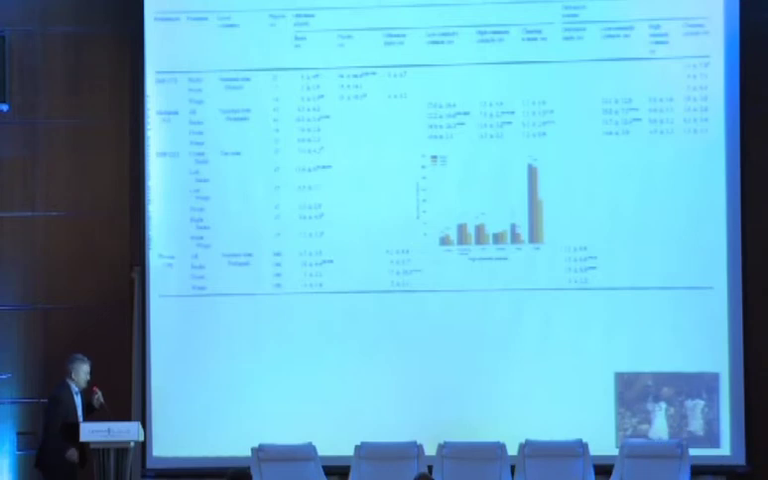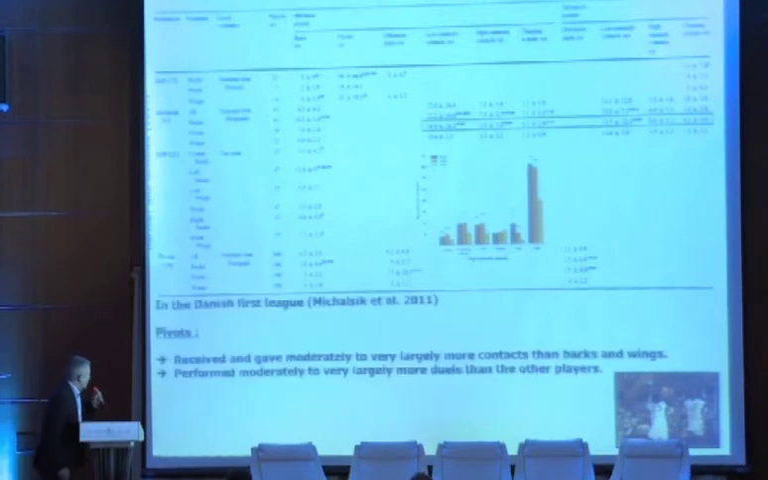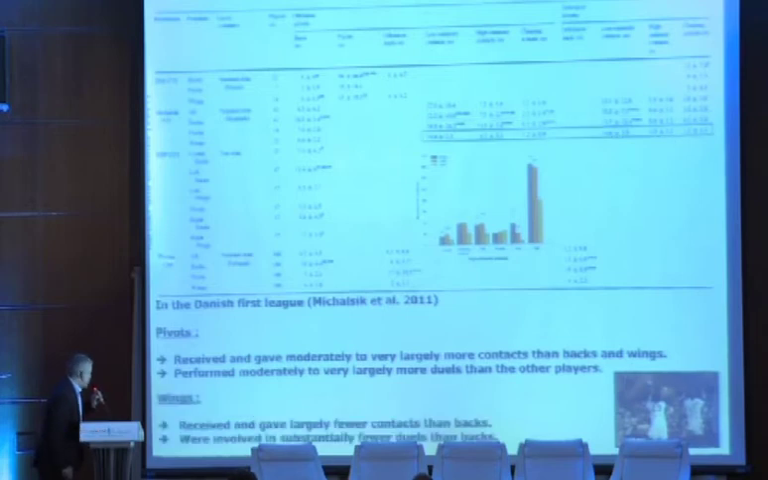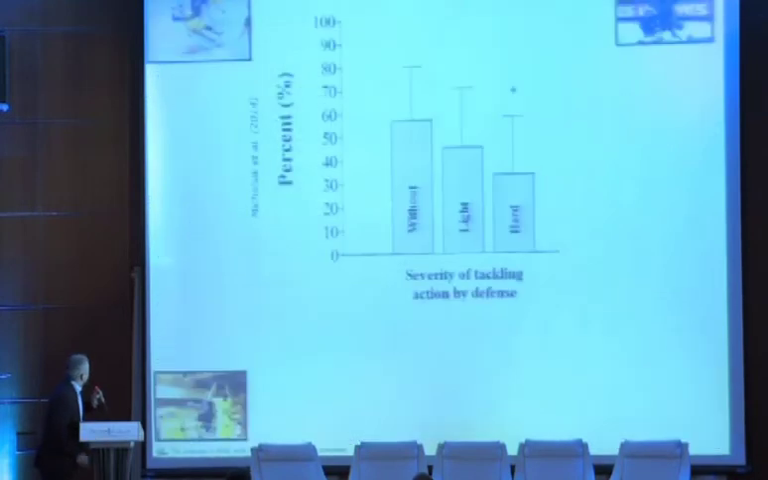Are especially interesting because the main result of this study conducted in the Danish first league shows that pivots received and gave moderately to very moderately more contacts than backs and wings, and performed moderately to very largely more duels than the other players, and also than wings. Wings received and gave largely fewer contacts than backs, and were involved in substantially fewer duels than backs.